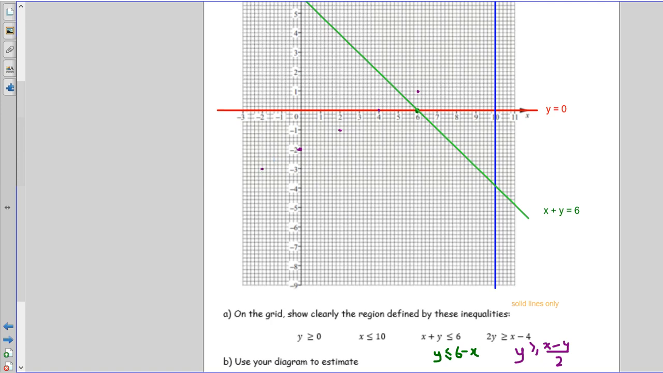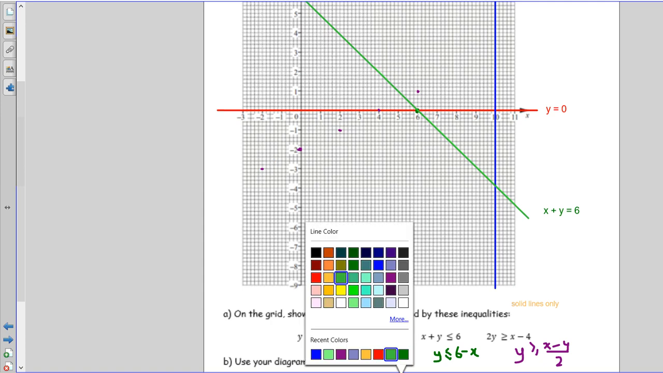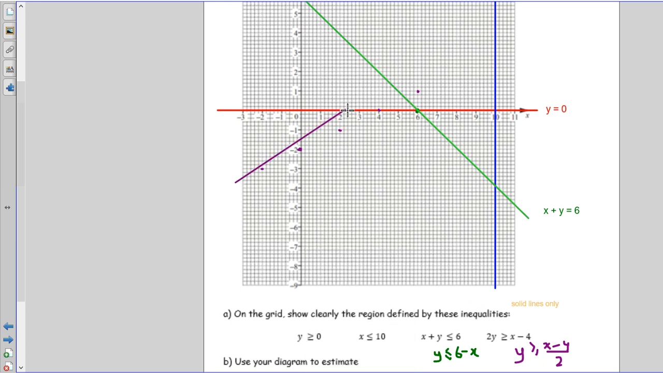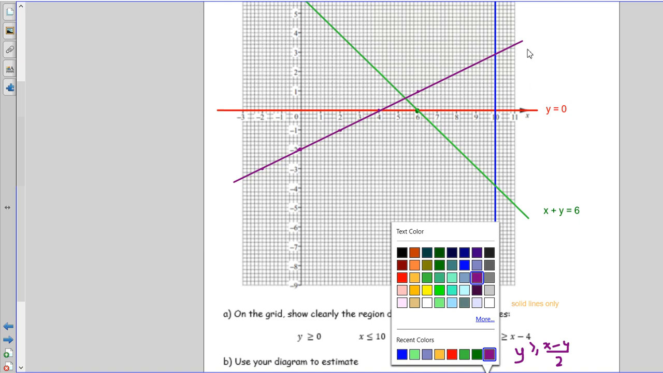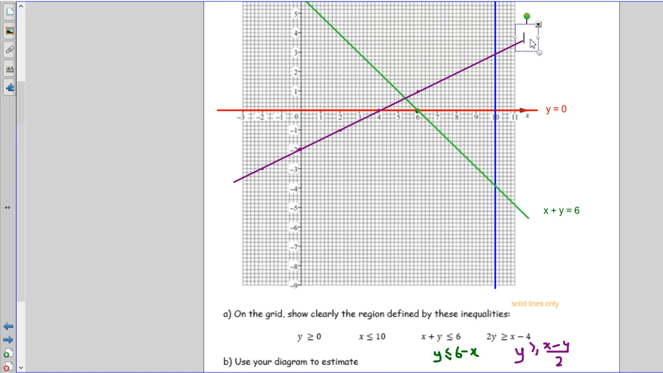Now let's plot our line, using our nice colours. What will I use this time? Let's use that one. Going through here. It's reasonably okay. Neaten it up a little bit. Let's label our equation. Our equation for this line is 2y equals x minus 4. 2y equals x minus 4, nice.